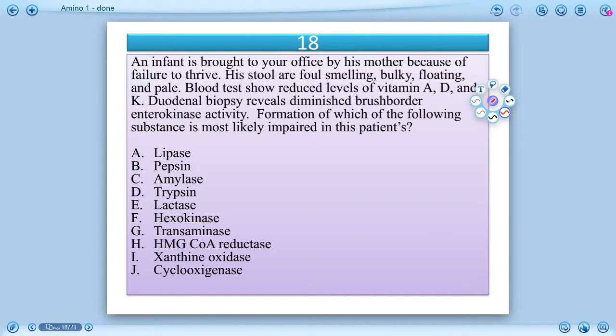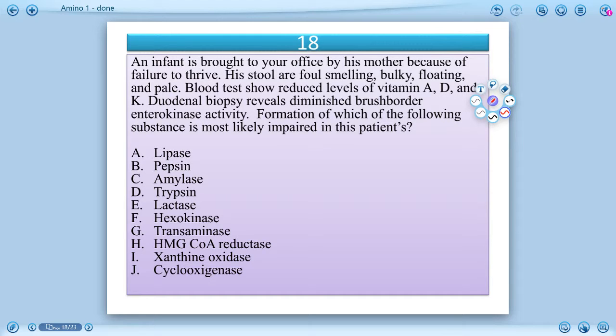An infant is brought to your office by his mother because of failure to thrive. His stools are foul-smelling, bulky, floating, and pale. That means he has lipid problems. Blood test shows reduced levels of vitamins A, D, and K. Again, lipid problem. Duodenal biopsy reveals diminished brush border and enterokinase activity. The formation of which of the following substances is most likely impaired?